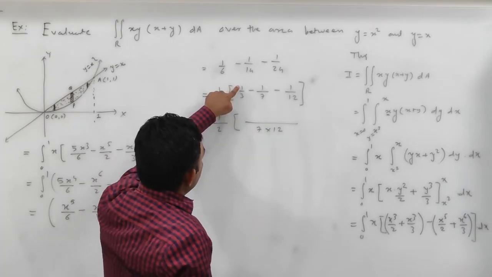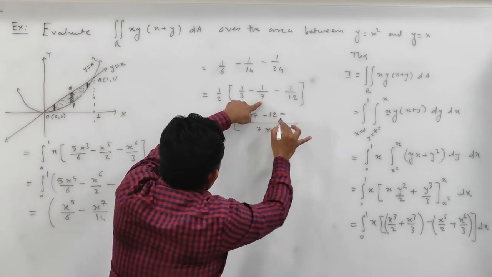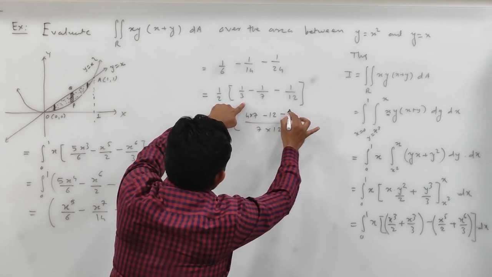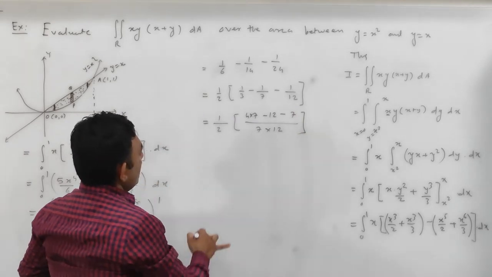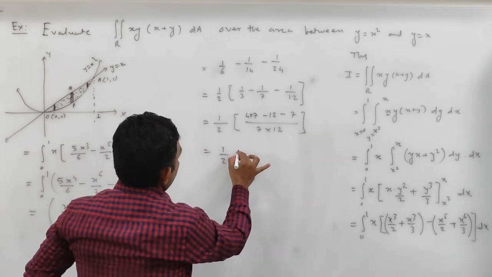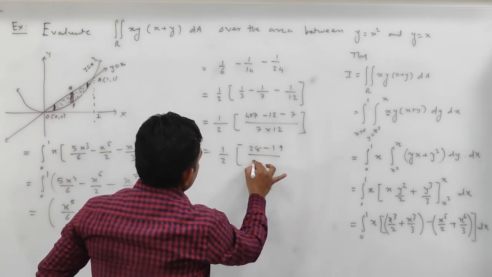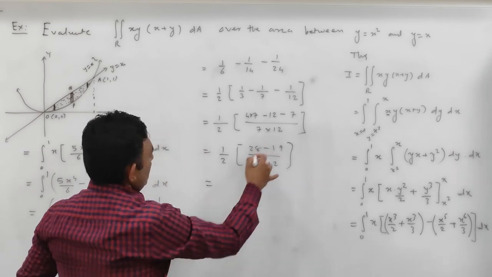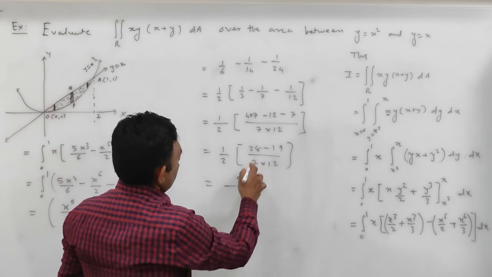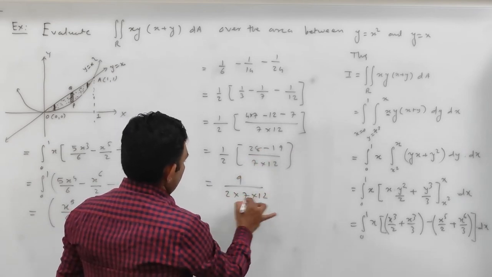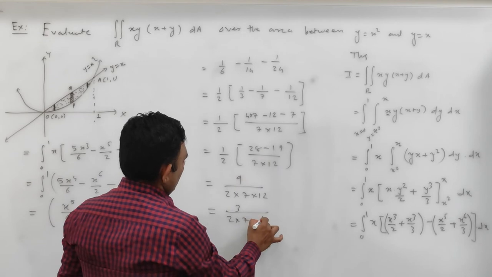So here what do we need? 4 into 7, minus, here I need 12, and minus, here I need 7, since 7 and 3 both divide 21, so it is 7. So we'll have 1 by 2 into (28 minus 19) divided by 7 into 12. So 28 minus 19 is 9, and it is 2 into 7 into 12. So again, 3 into 3 is 9 and 2 into 7 into 4.